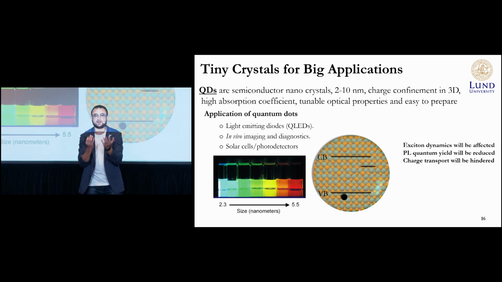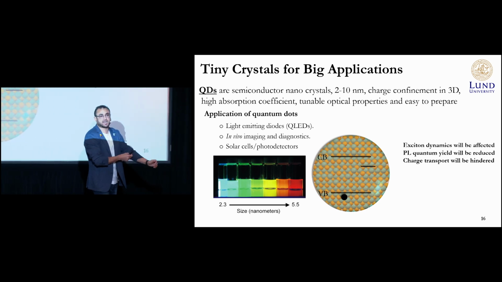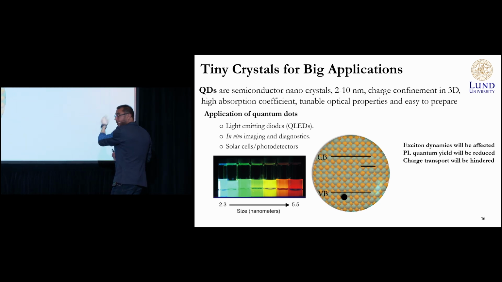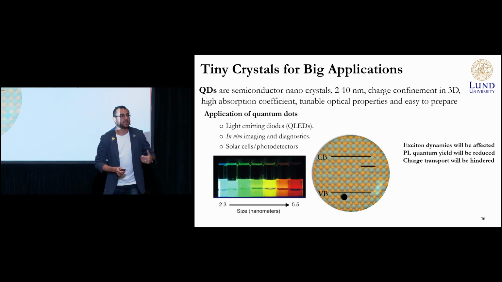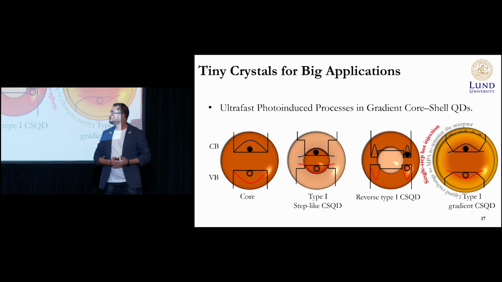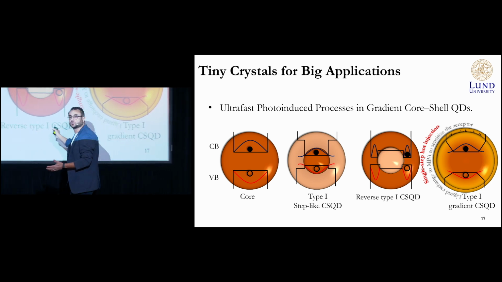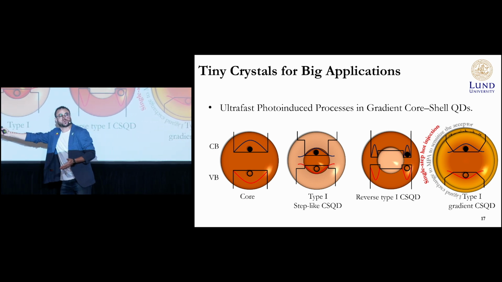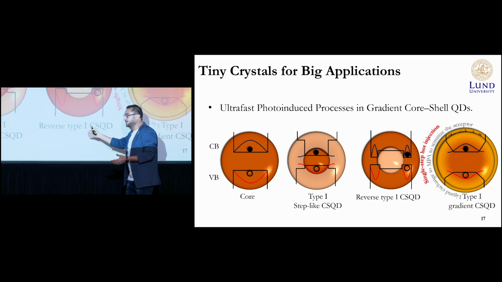How the sample is passivated is very important because this can easily affect the exciton dynamics. It can quench the quantum yield, and it can hinder the charge transport. So this is something very important. That's why we came up with the idea: can we passivate the surface? And we were not the first to do that, because there are different approaches. This is just the core quantum dot. This is core-shell: step-like core-shell, type 1, and reverse type 1.